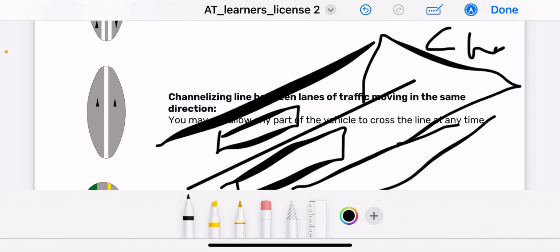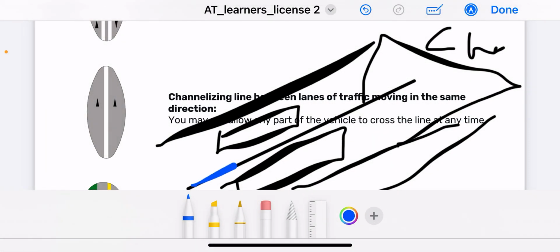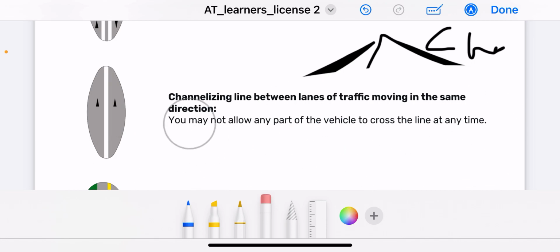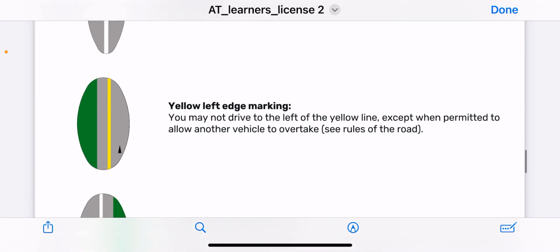When you see a channelizing line like this one, it's meant to do what? You may not cross a channelizing line. Okay? It's just like that. Channelizing lines.